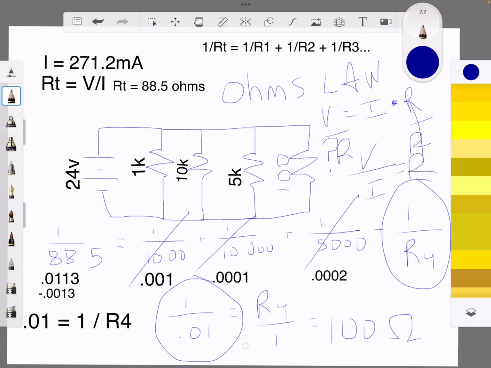Now I know this screen just turned into a mess. Alrighty guys, that should help you with the more difficult problems and get you good and used to using this.